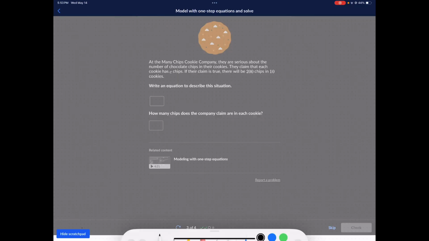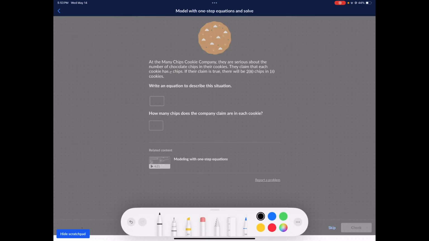Okay, so we have 10 cookies. So we have 200 chips in 10 cookies. So each cookie will have C chips. So that means that for 10 cookies, each cookie will have C chips. That means we'll put that in front of the 10. So this is our equation. So 10C is equal to 200.